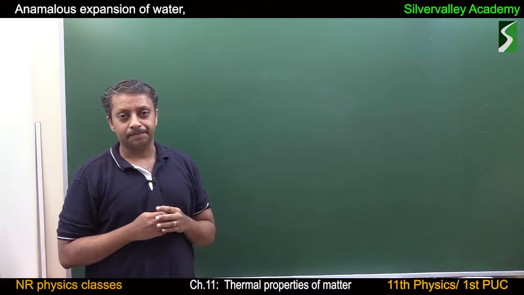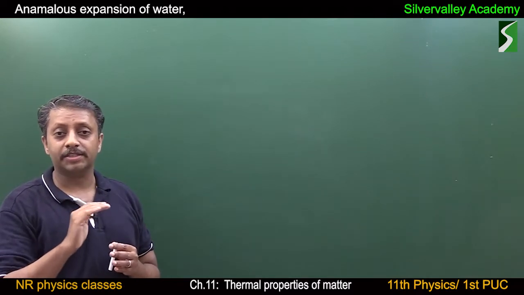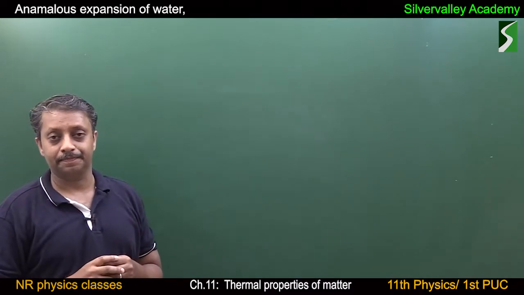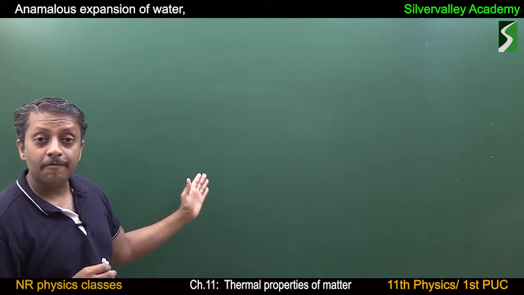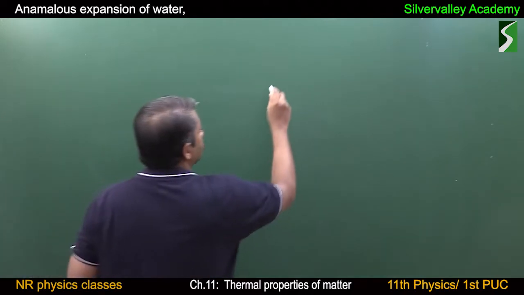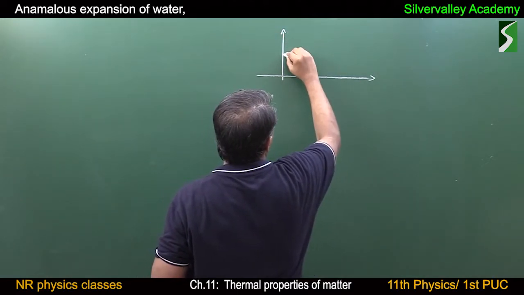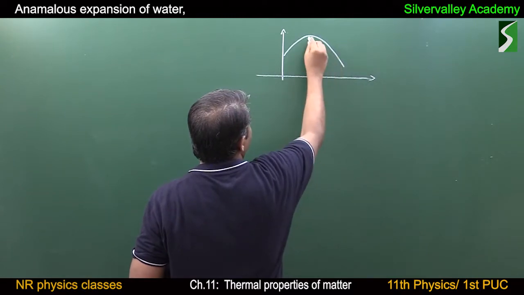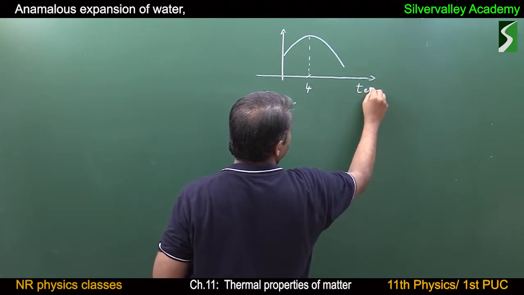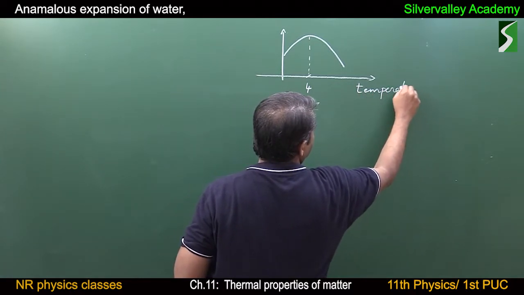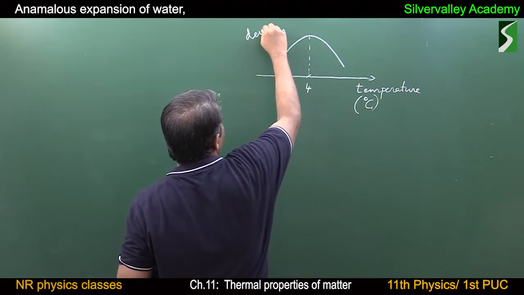Here is a standard question. Using anomalous expansion of water, explain freezing of lakes or ponds during winter. Now let us use the graph of density versus temperature. Density versus temperature of water is this. Density is maximum at 4 degrees Celsius. This is temperature in degrees Celsius, and this y-axis density.